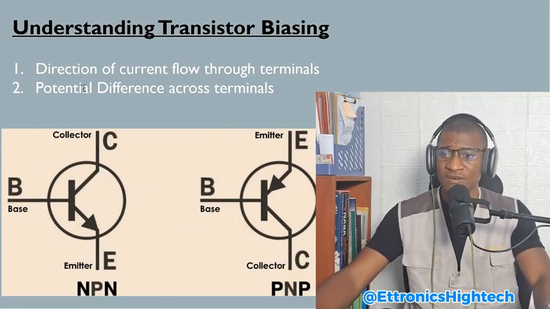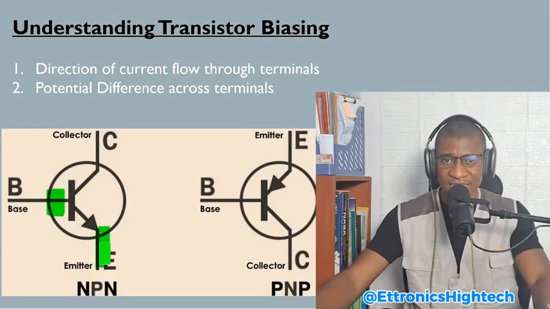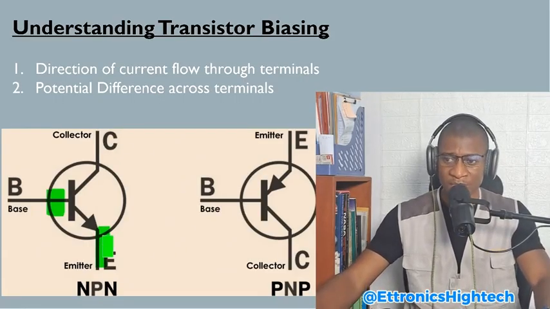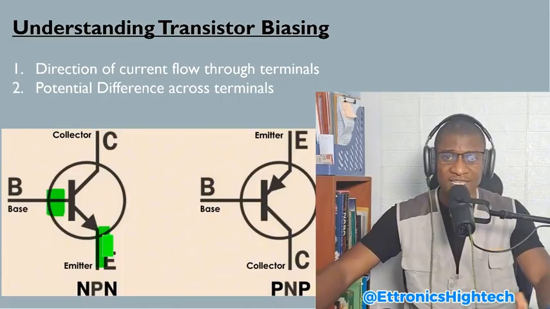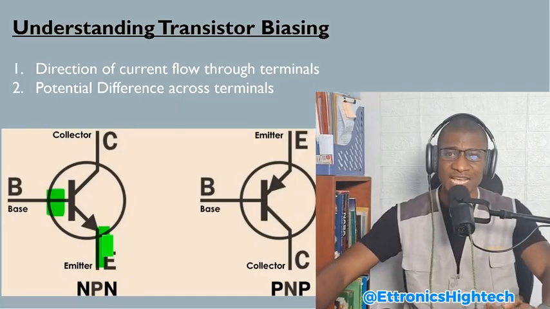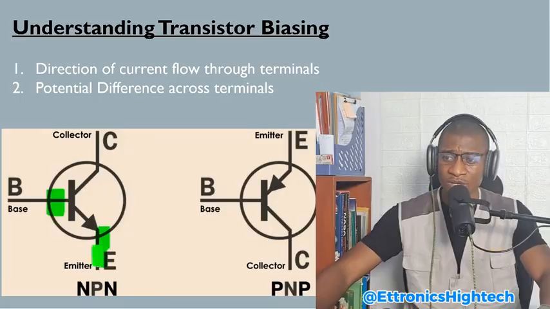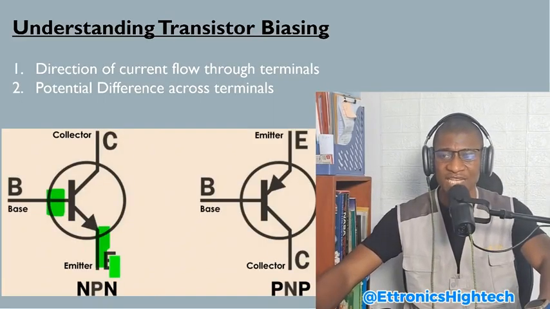It means for current to flow from this base down to the emitter, the voltage at the base has to be higher than the voltage at the emitter. Now, this is for NPN transistor, because we know that it is a fact that in a circuit, for current to flow, the potential of the source has to be higher than the potential of the destination. So if current is flowing from the base to the emitter, it means that the voltage at the base has to be higher than the voltage at the emitter.